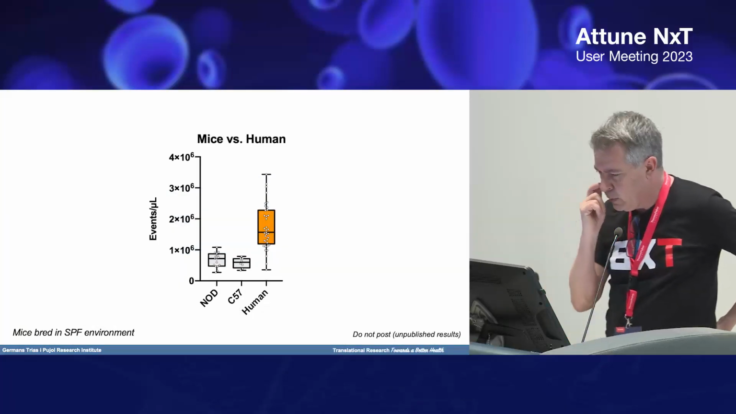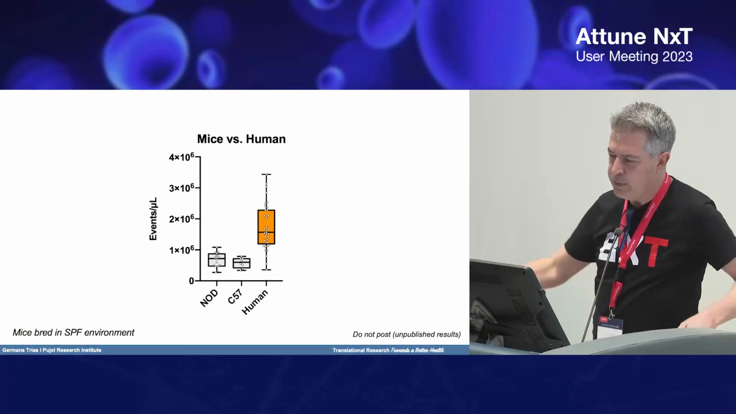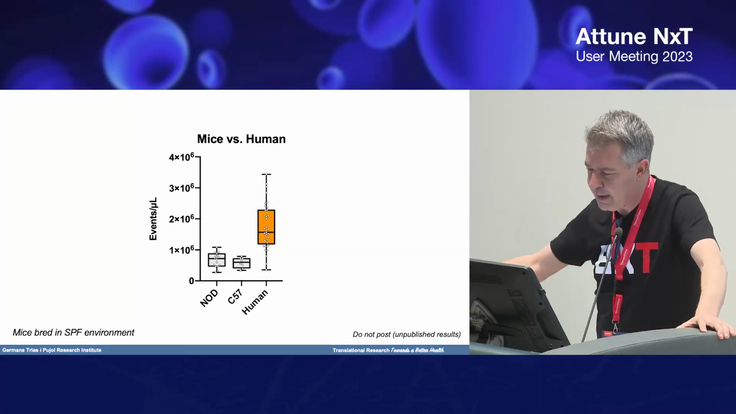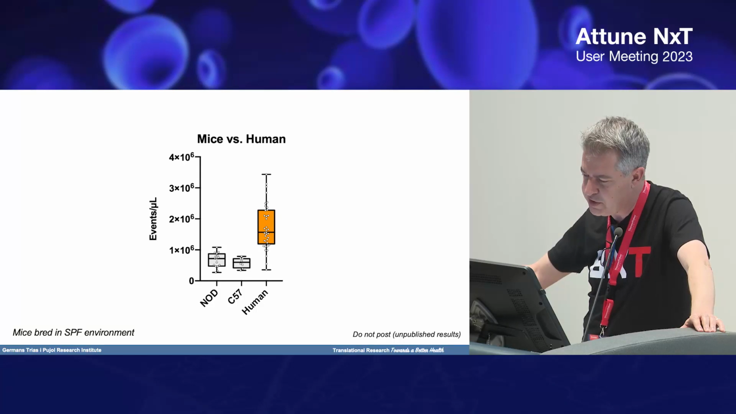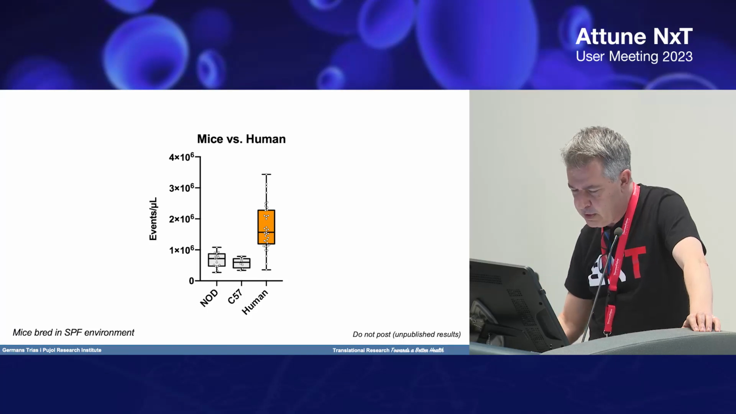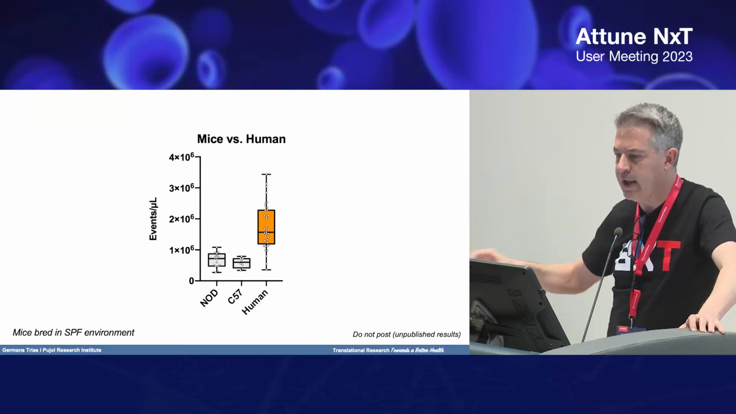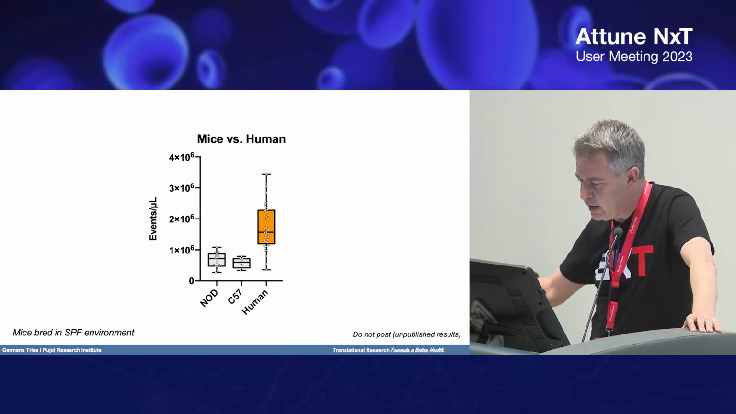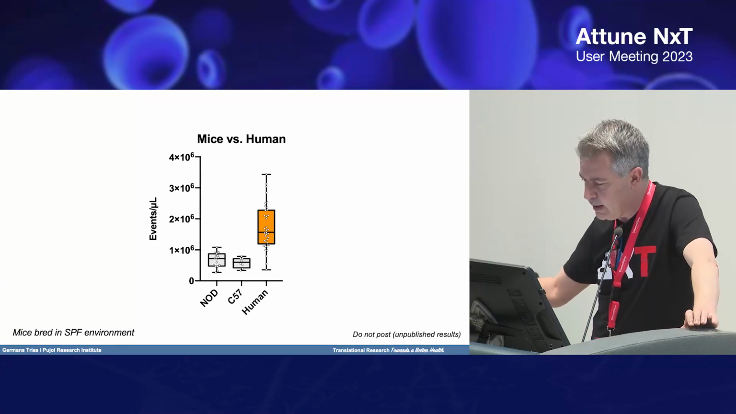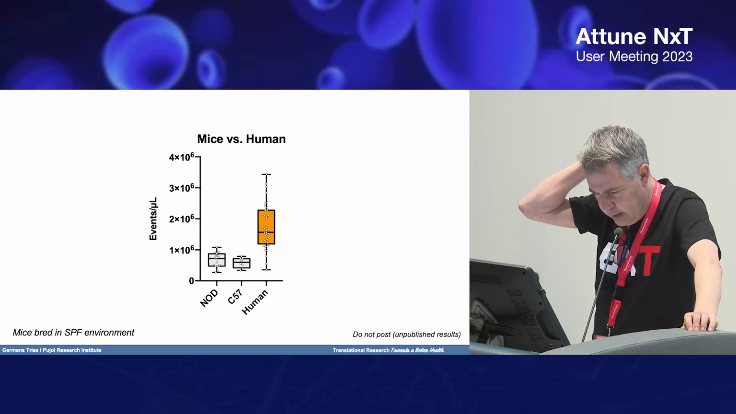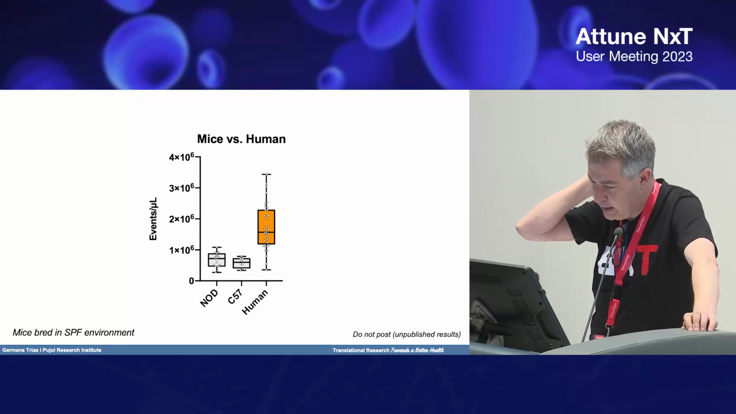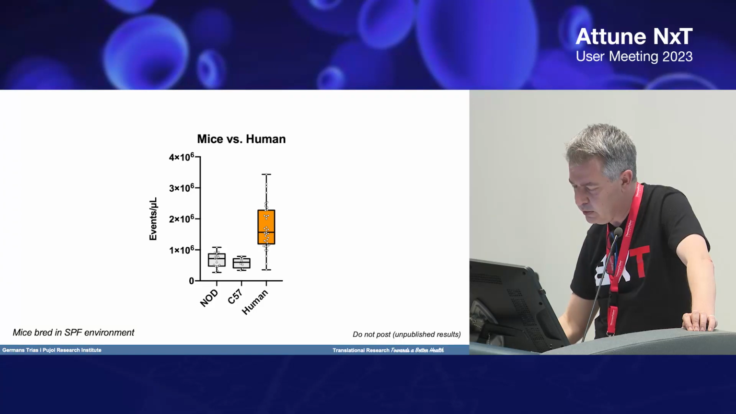And then we decided to compare the accumulation of plastics in mice, and also compare these results with the accumulation in humans. The most important thing is that these mice are bred in an SPF environment. This is a pathogen-free environment using filtered air, and they are drinking filtered water. They are eating irradiated food, and they are breathing very good quality air.